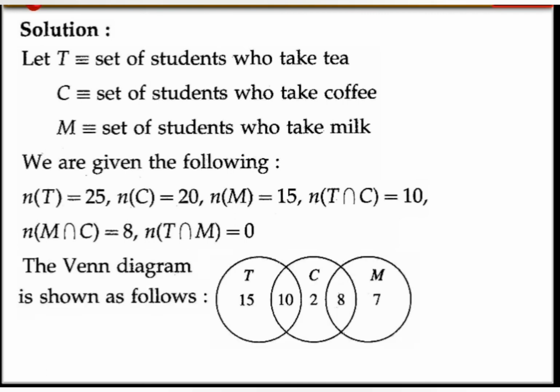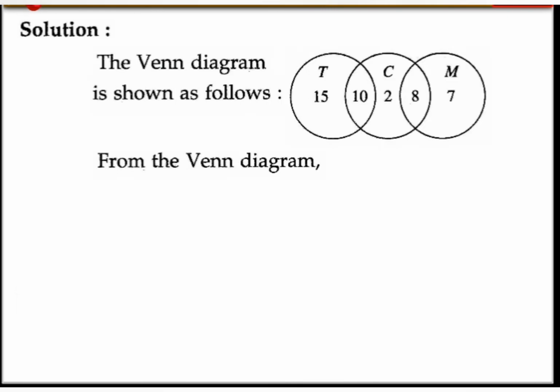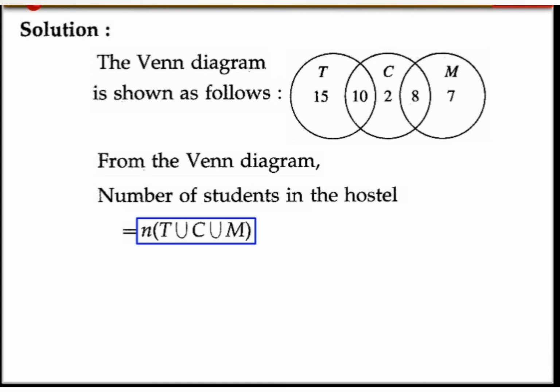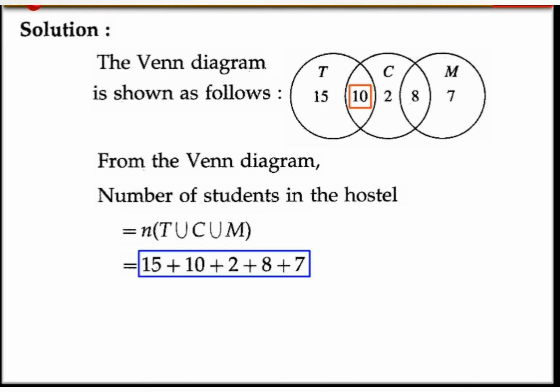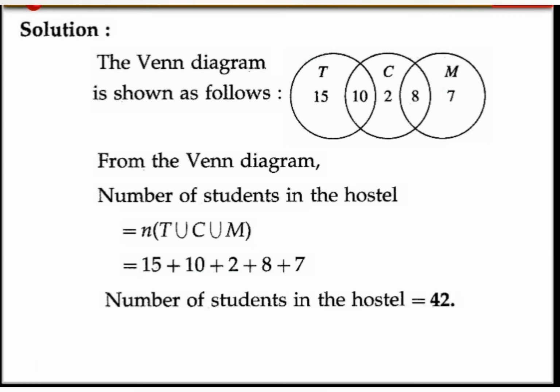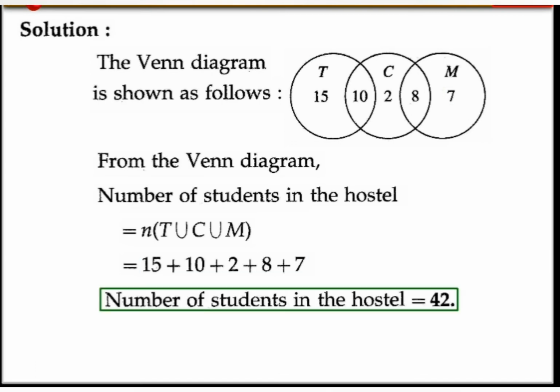Now the Venn diagram is shown as follows. From the Venn diagram, the number of students in the hostel would be n(T ∪ C ∪ M). That means it is 15 plus 10 plus 2 plus 8 plus 7, which is equal to 42.